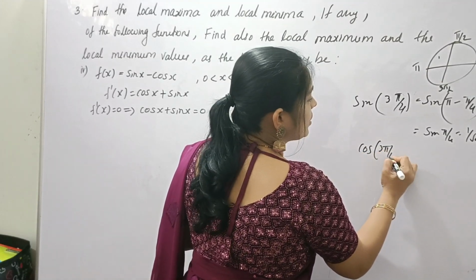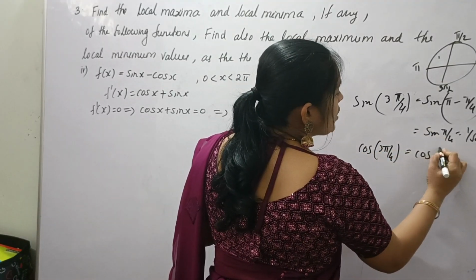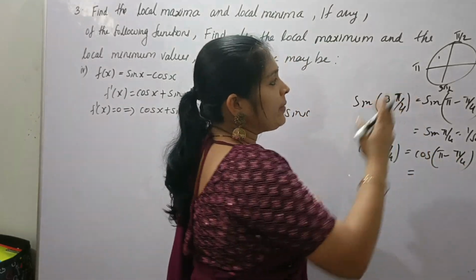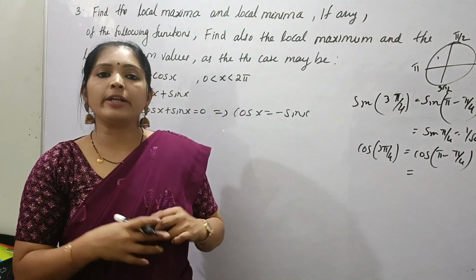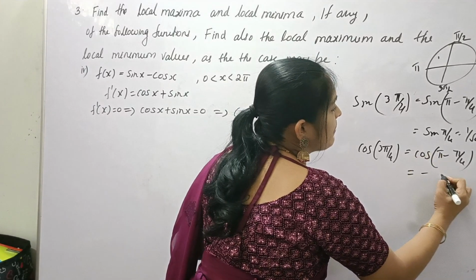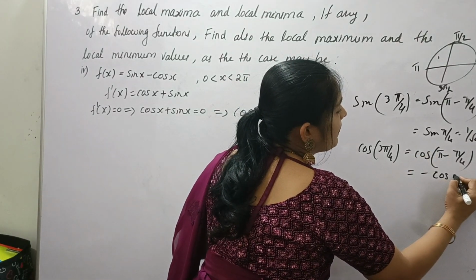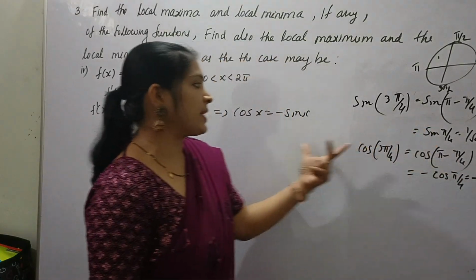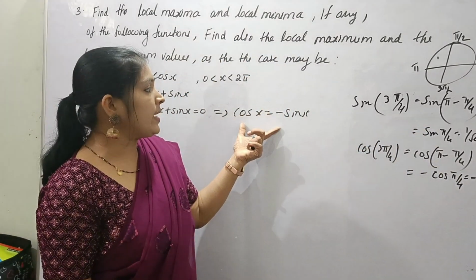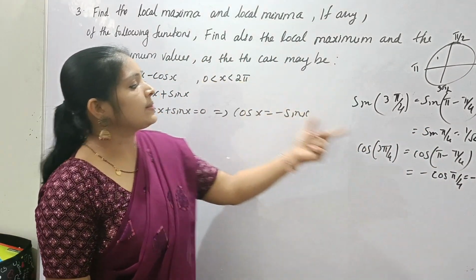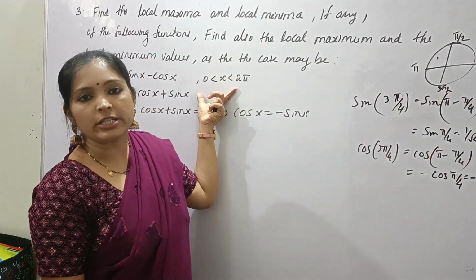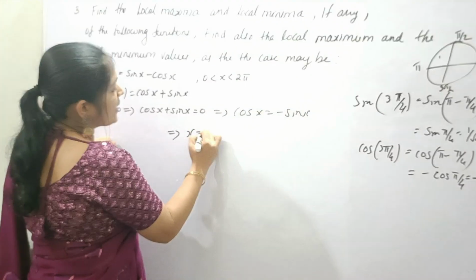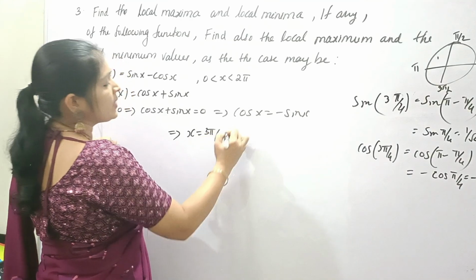Cos 3 pi by 4 is cos of pi minus pi by 4. That is cos of pi minus, in the second quadrant. In the second quadrant cos is negative. Therefore it is minus cos pi by 4, that is equal to minus 1 by root 2. Okay, so it is satisfied here. Right. And this 3 pi by 4 belongs to this interval. Therefore one value of x is equal to 3 pi by 4.